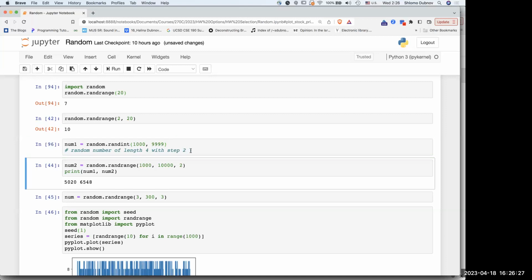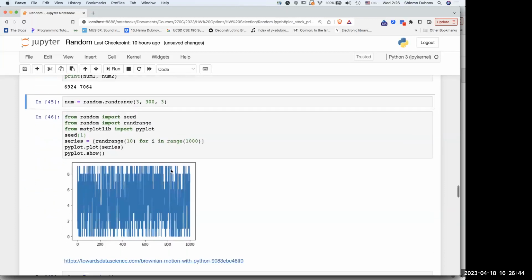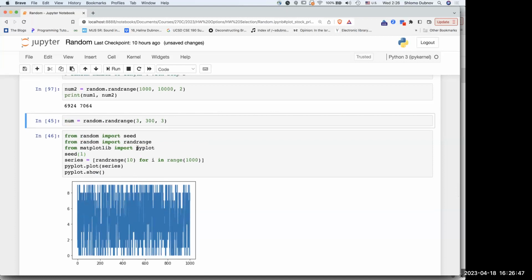I have to print it to see it. And this is 2 numbers. So you have a randrange here, between 1,000 and 10,000 here. Yeah, I don't know what else.